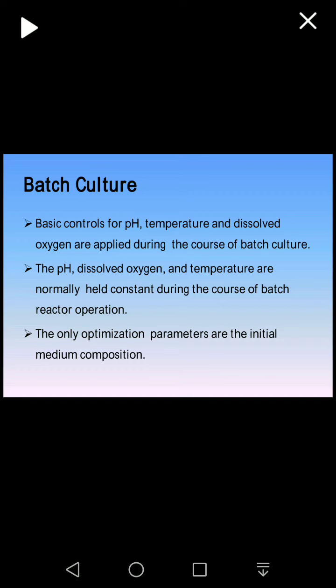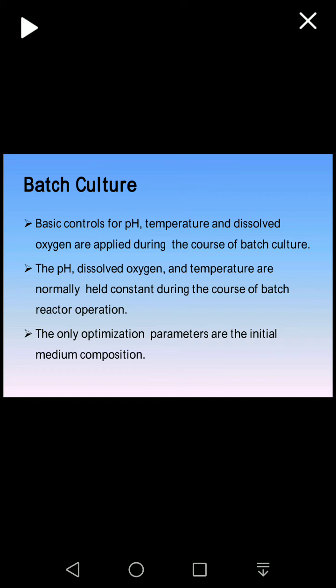So in case of batch culture, basic controls for pH, temperature and dissolved oxygen are applied during the course of batch culture. So it means that you are maintaining the pH, you are maintaining the temperature, as well as you are maintaining the supply of oxygen during the whole process of batch culturing. The pH, dissolved oxygen and temperature are normally held constant during the course of batch reactor operation.